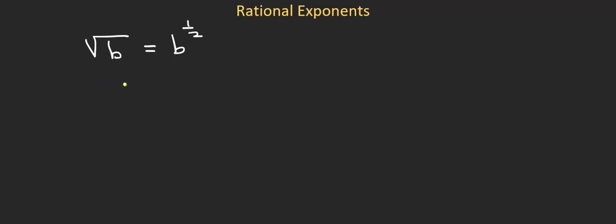In this video, I'd like to show why the square root of b is b to the 1/2 power. So let's say you don't know what this power is. So let radical b equal b to the x. In order to get rid of the radical, we have to square both sides.